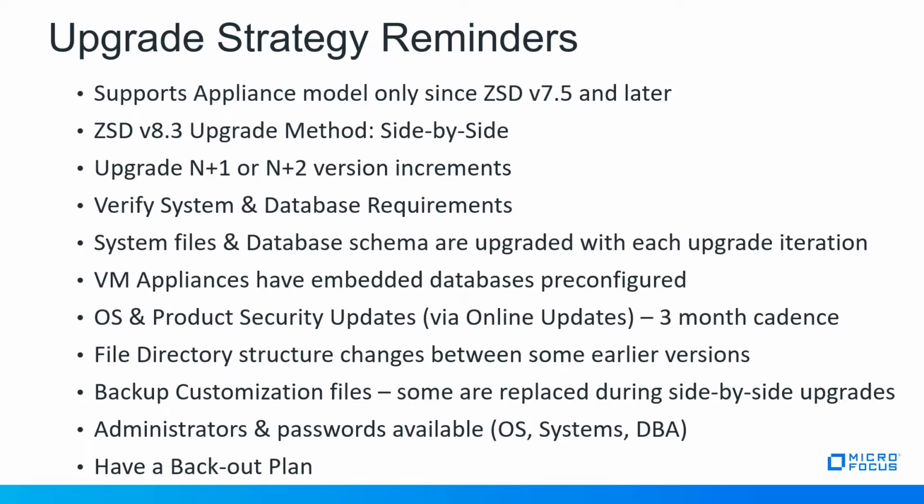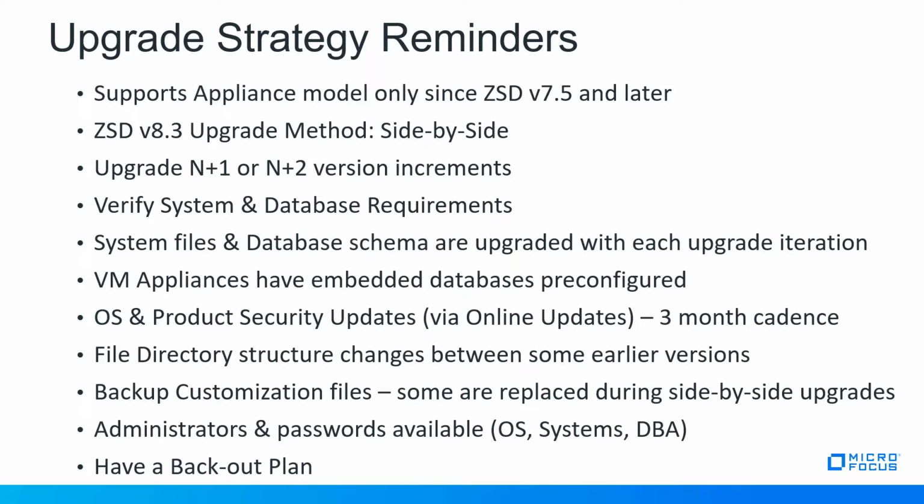System files and database schema are upgraded with each iteration. And VM appliances have the embedded database pre-configured, so you don't have to do any additional configuration if you're using the embedded or internal database. Operating system and product security patches or updates are done via the online updates, and it's about a 3-month cadence, so you'll see those updates come in every quarter. File directory structure changes between some of the earlier versions, so be aware of that. There'll be slides at the end of the presentation for you to look at.